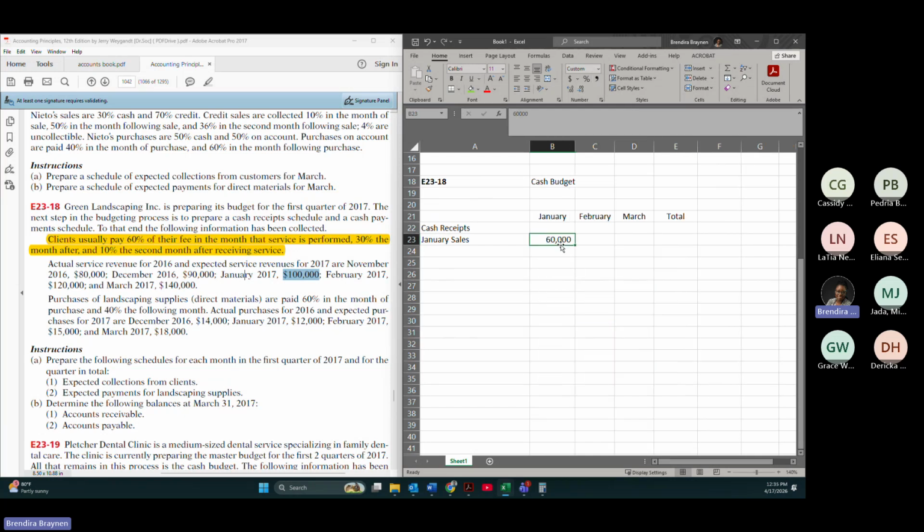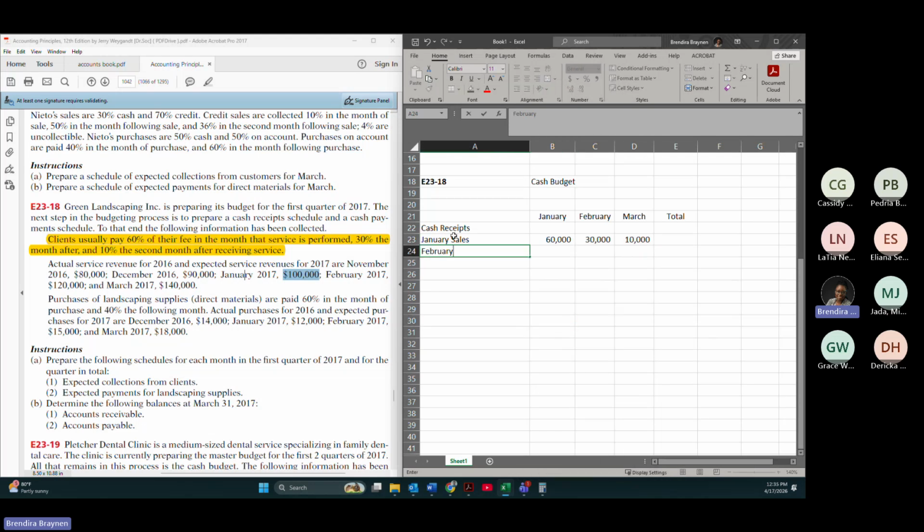So 60% is there. Then that means 30% is the month after. The month after January is February. So 30% of the January numbers, which is 30,000, is going to be in February. And then 10% of 100,000 is going to be in March. That is overall $10,000. So when we add it up, because they told us 60, 30, and 10, that's 100%. These three should come back to the same 100,000.